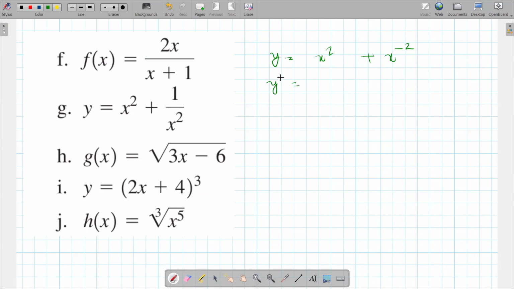Because on a fraction you have to use the quotient rule. So now look at this, y prime. Derivative of x squared is 2x. Derivative of x to the -2 is -2x to the -3. No quotient rule required. Now let's go one more level deeper. What's y double prime?